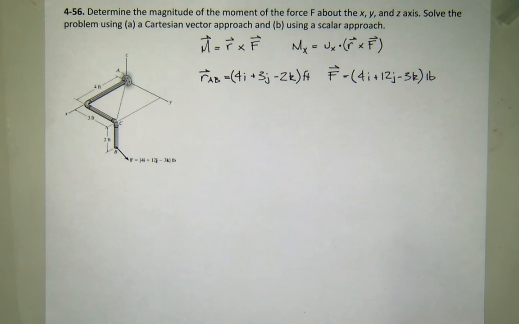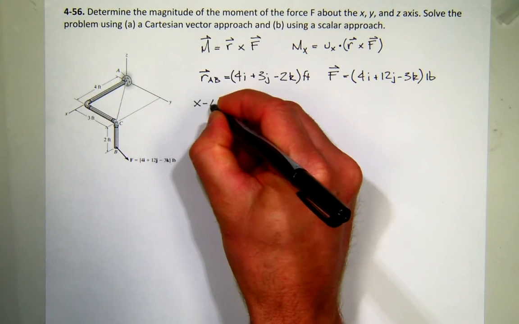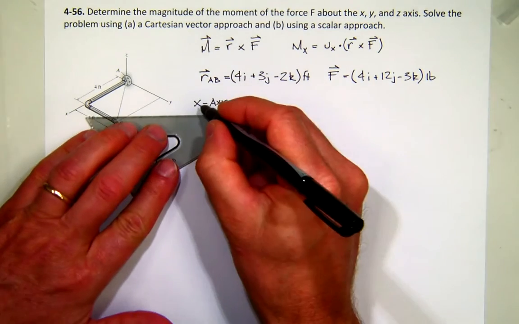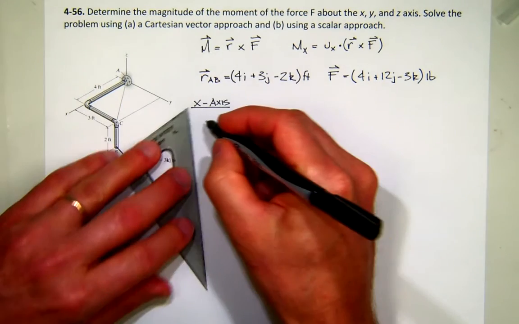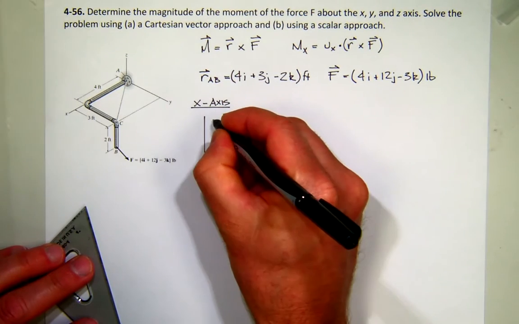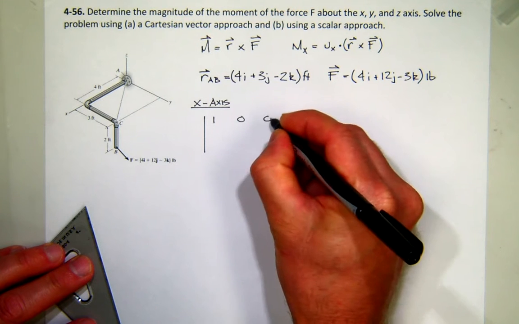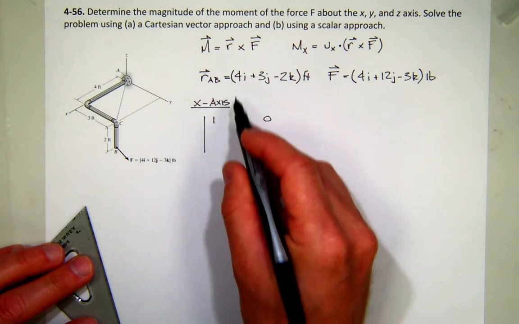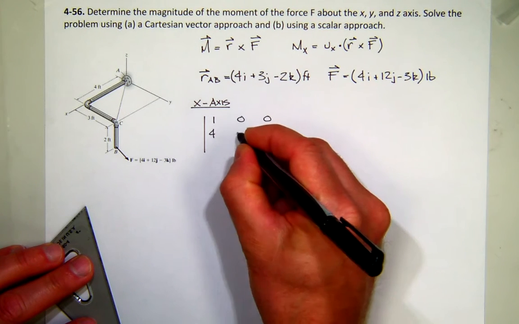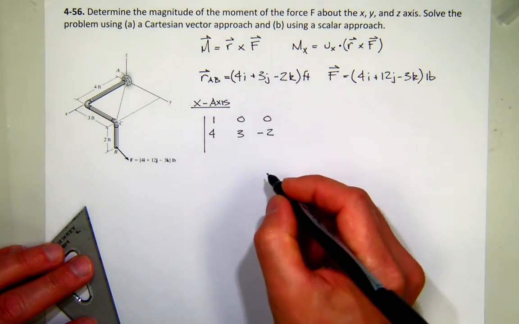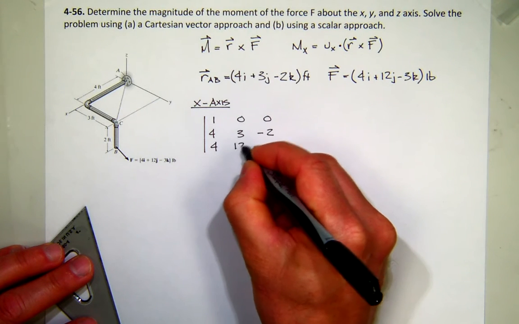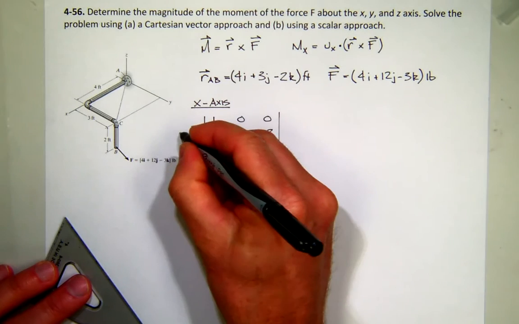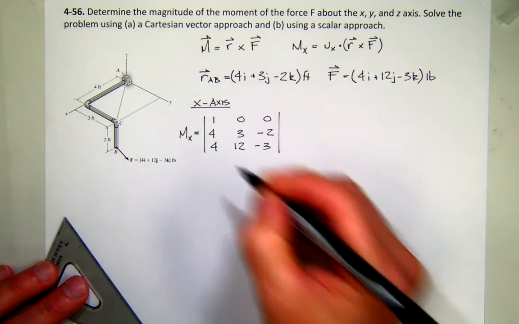i. So if I want to find the moment about the x-axis, I form my triple product. Remember, it's a determinant, and it would just be 1, 0, 0. That's the components of the unit vector, which will just be in the x direction. Then my position vector, 4, 3, minus 2, and then my force vector, 4, 12, minus 3. So that should be the moment about x, or the x-axis.